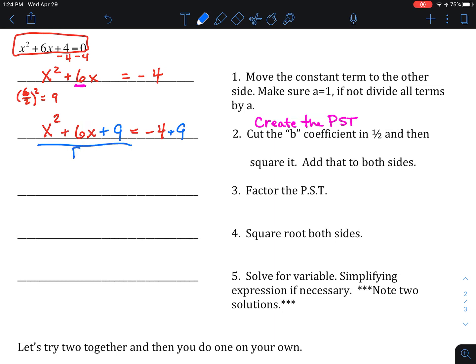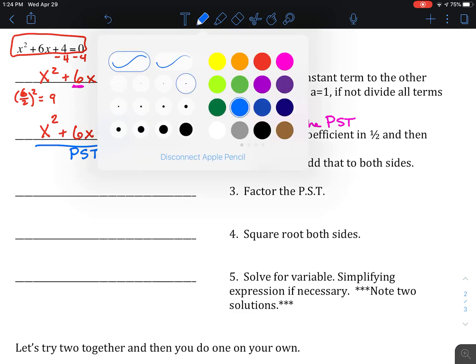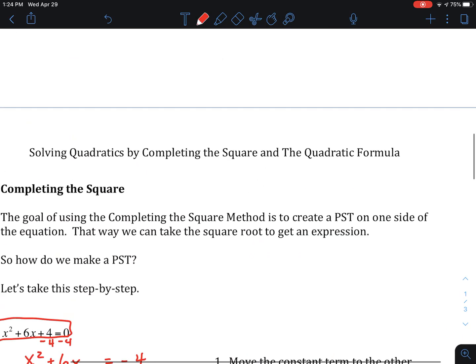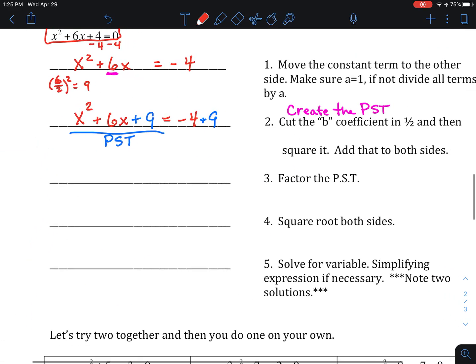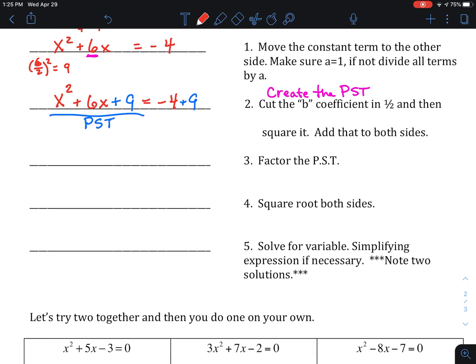is I've created the PST. Here's my PST. Cut the b term in half, and then square it, and then add that to both sides. Now that should look fairly familiar, that PST. It's the same one, I believe, that we did up here, right? Is it? It is. So what do we get now in step number 3 when we factor the PST?